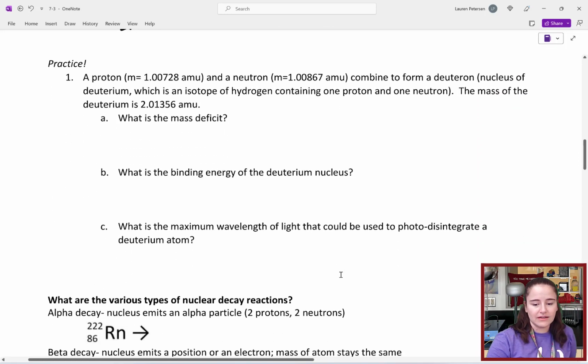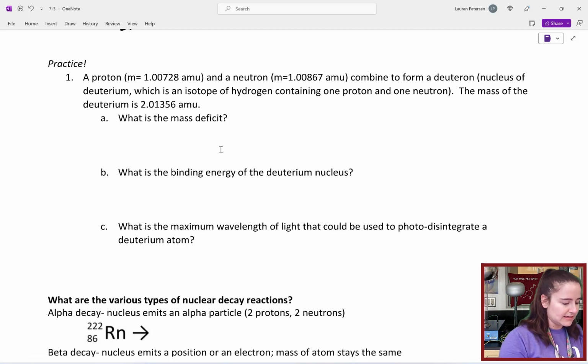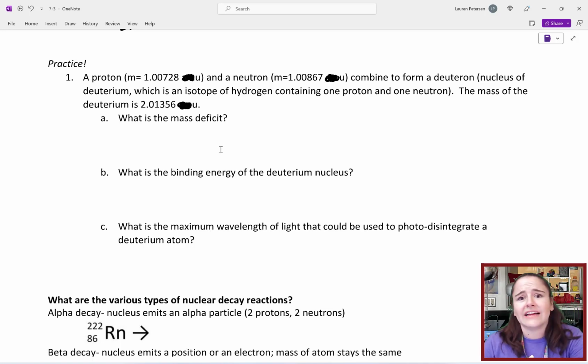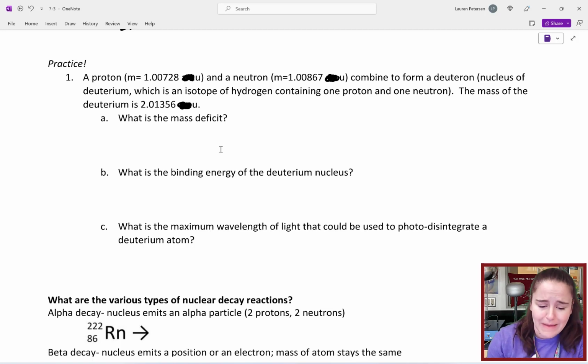We have a proton with its mass and a neutron with its mass combined to form a deuterium. The mass of the deuterium is that much. What is the mass deficit? Well, let's go ahead and find it. This time we're going to work in electron volts and U. This should just say U rather than AMU. It's stuck in AMU because that's what we used in AP Chemistry, but our equation sheet uses U for unified atomic mass unit.